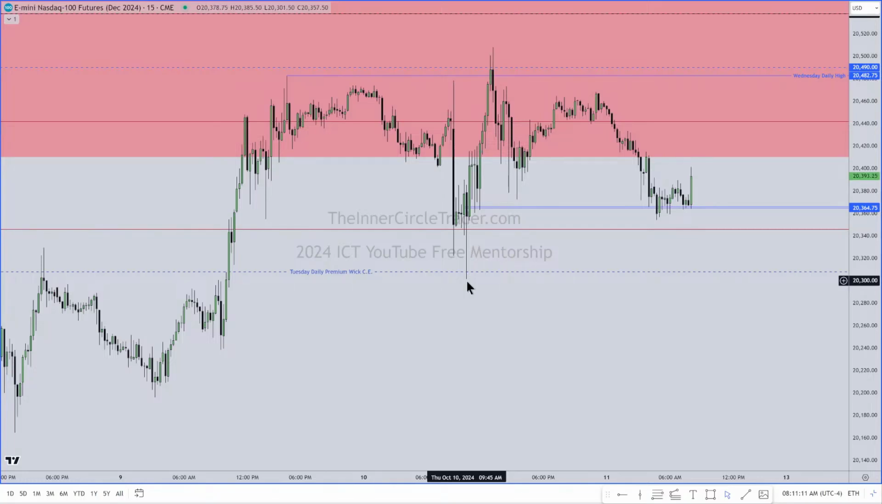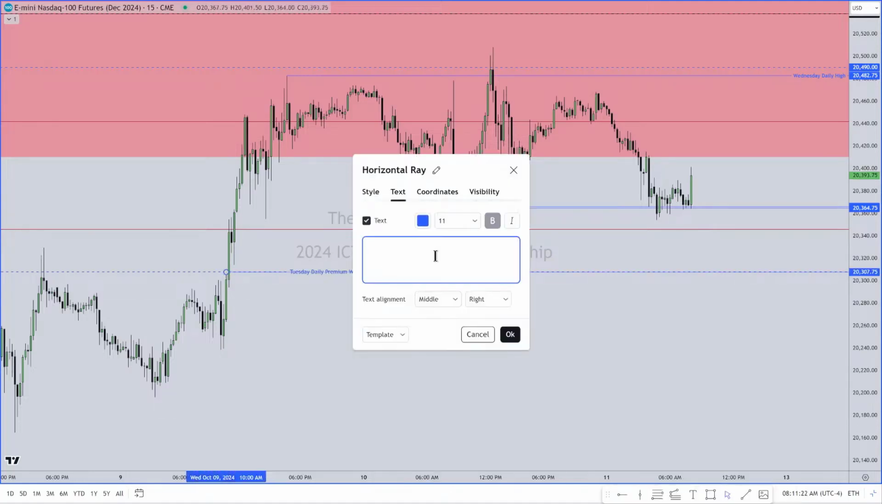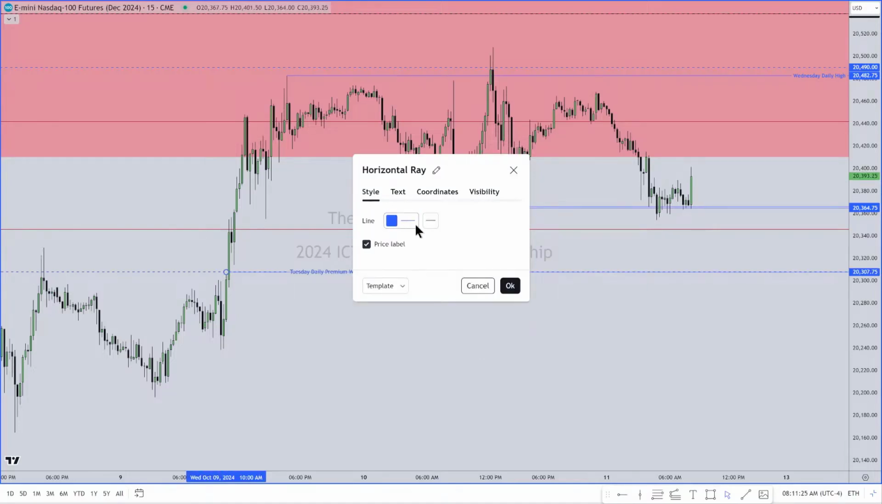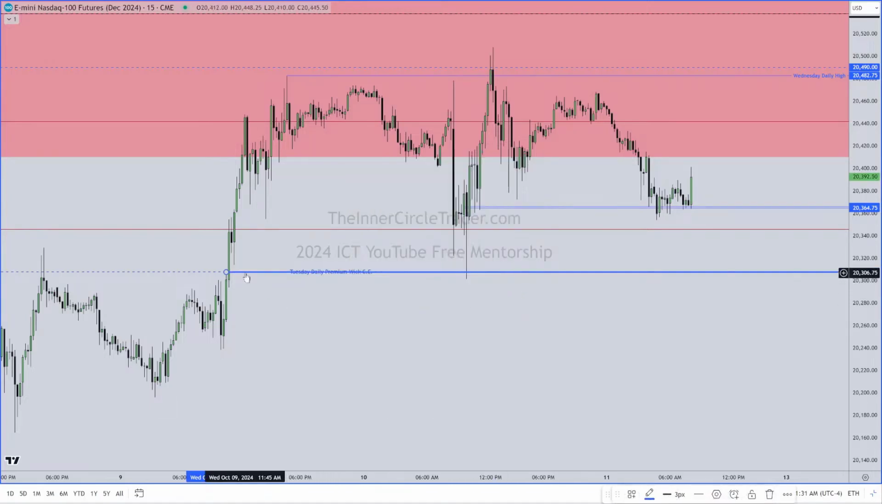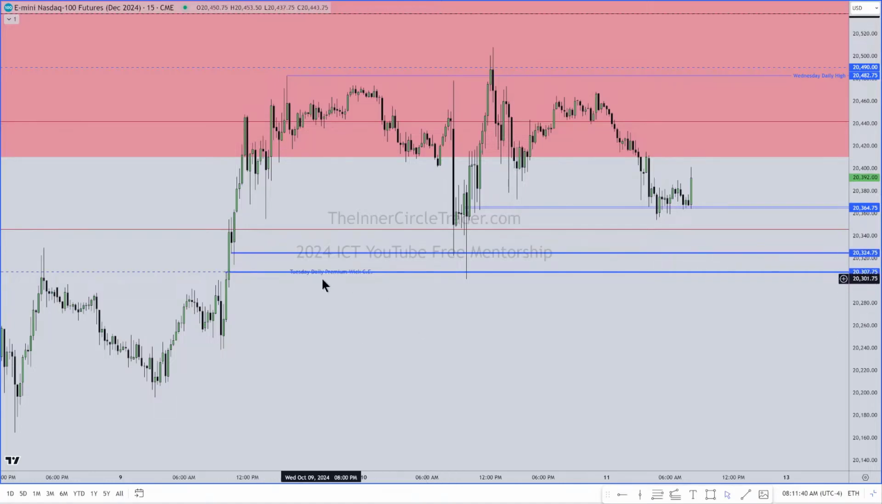What do you see? You see that gap right here? So we can look at it like this. Okay, so you have a gap here, and you have Tuesday's daily premium wick consequent encroachment there.